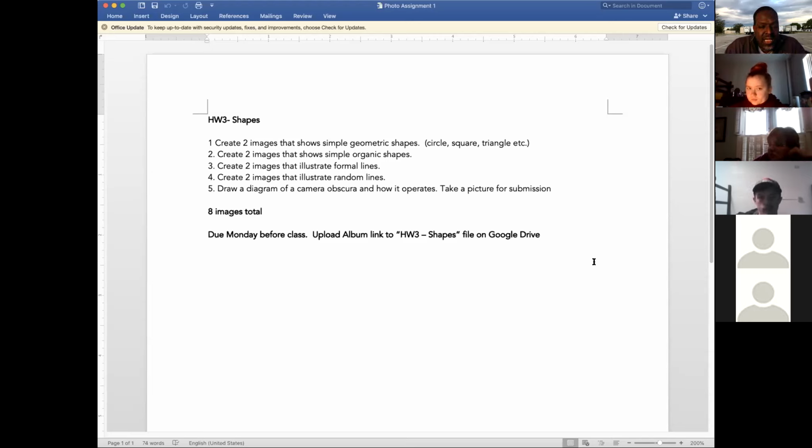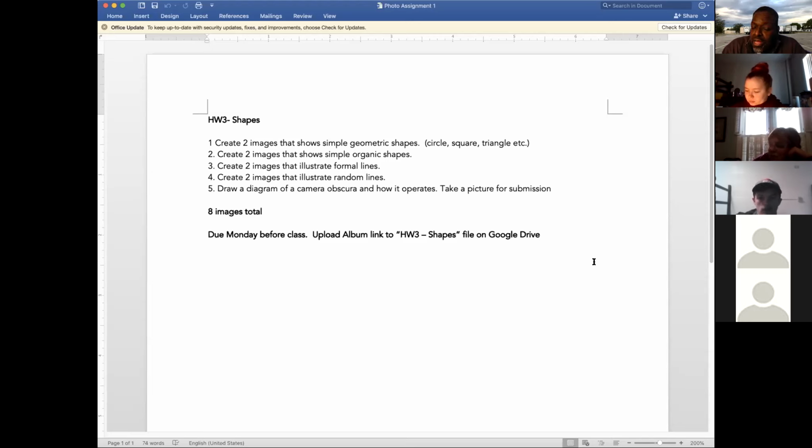Next thing, draw a diagram of a camera obscura and how it operates. There's the drawing part. You're going to do all of these. It says do Monday, but your class isn't on Monday. Your class is on Tuesday. So change that date to Tuesday before class, because we'll show them in class.